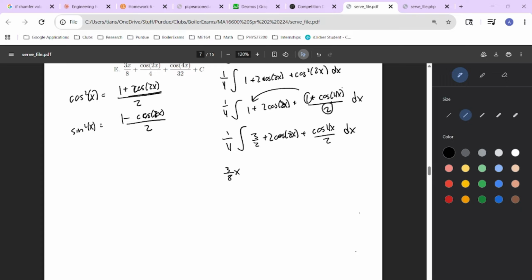Then the integral of cosine 2x is sine of 2x, so that would be plus sine of 2x over 4. And then this would become... okay, you pull out the 1/4 in the front, so it's 1/4 here.